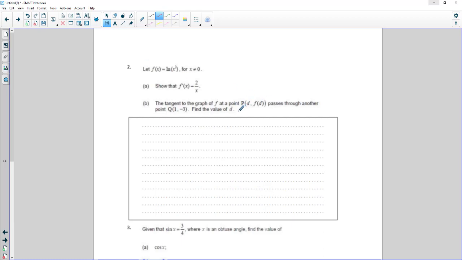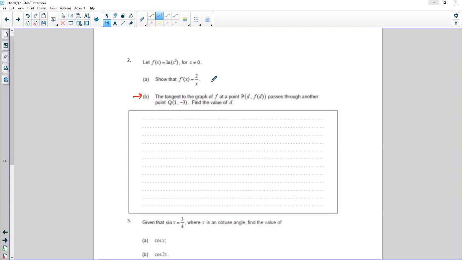Number 2, this one was a nice tricky question. In fact, so much in fact that I don't think I took off any points for this particular question, but I'll show you how to do it anyway. These are all paper 2 questions, where you're allowed to have a calculator. They don't really require one, but there you go. Let f of x equal natural log of x squared for x not equal to 0. Show that f prime of x equals 2 over x. For part A, I have f of x equaling natural log of x squared.